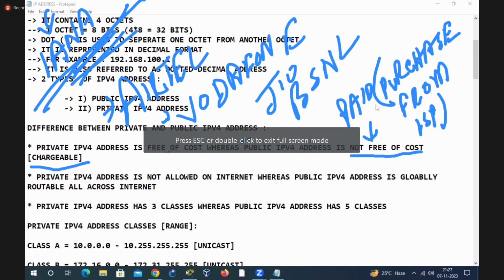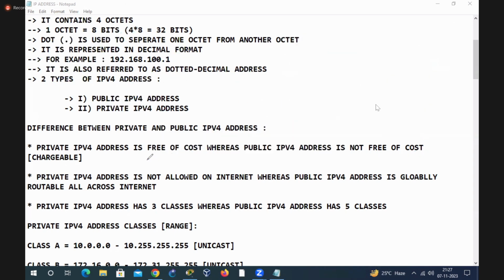A private IPv4 address is a free of cost address. It means you don't have to pay any charges for using a private IP on your machine. Suppose you are creating a private network and you want to use an IPv4 address in it, then the most suitable option is using a private IP, because you don't have to pay any amount to your ISP for communication purposes. So a private IP is always used in a private network, whereas a public IP is always used on public networks such as the internet.